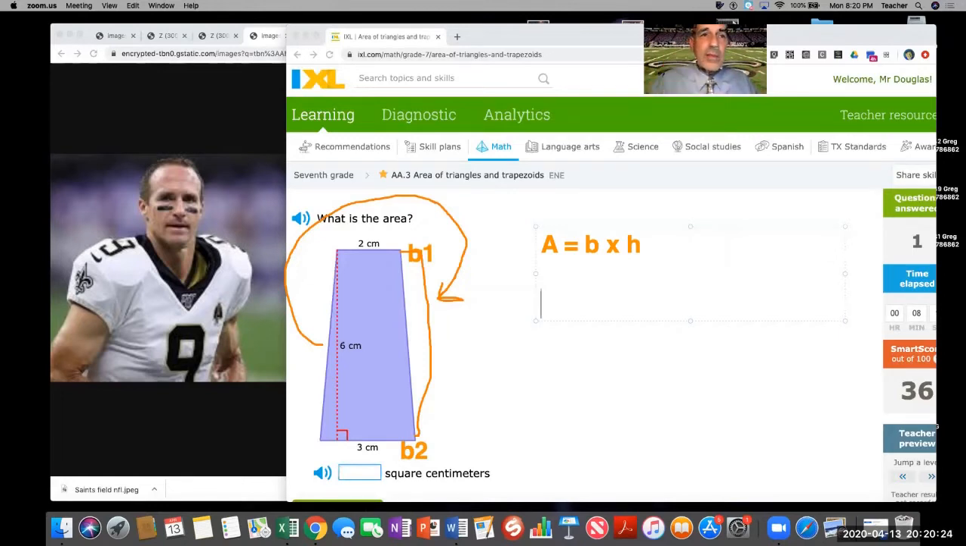So I have 2 bases, so I'm going to add them together. 2 plus 3 is 5. Divide it by 2, because there's 2 bases. The average base length is 2.5.